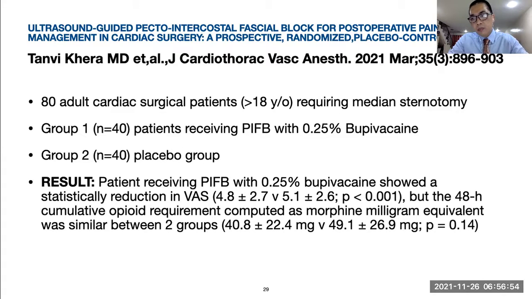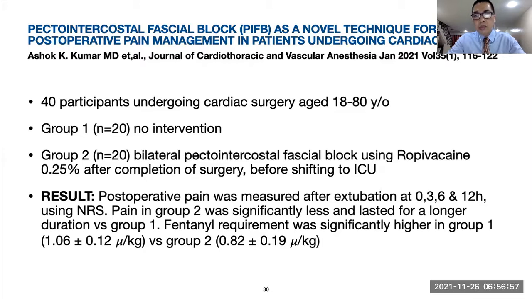similar in both groups. Another study by Dr. Kumar regarding pecto-intercostal fascial block as a novel technique for post-operative pain management in patients undergoing cardiac surgery included 40 participants divided into two groups, Group 1 and Group 2. Group 2 received the bilateral pecto-intercostal fascial plane block after completion of surgery before shifting to ICU. The result: post-operative pain was measured after extubation at 0, 3, 6, and 12 hours, and the pain in Group 2 was significantly less and lasted longer versus Group 1.